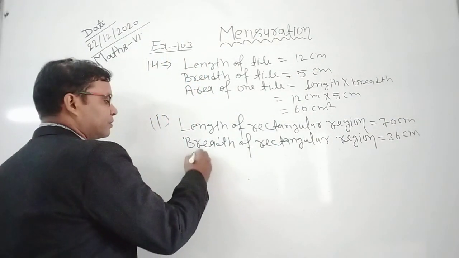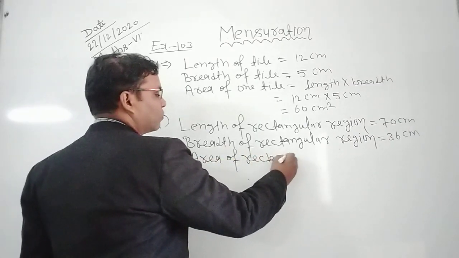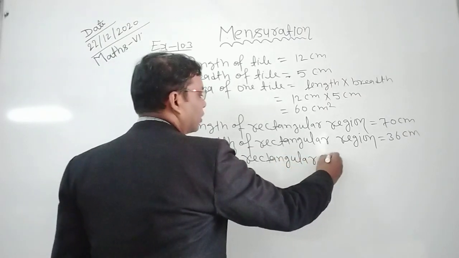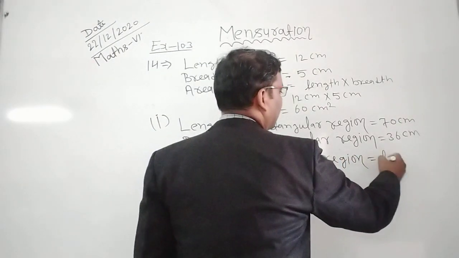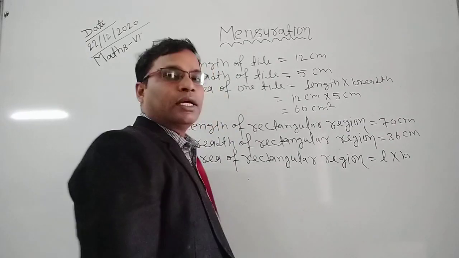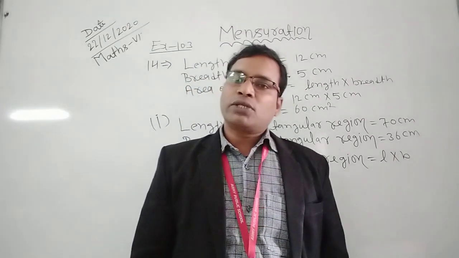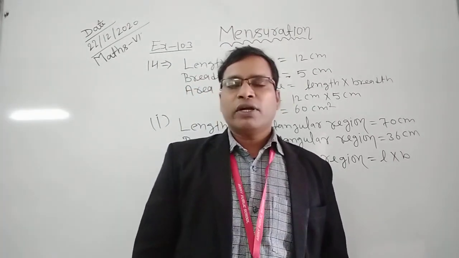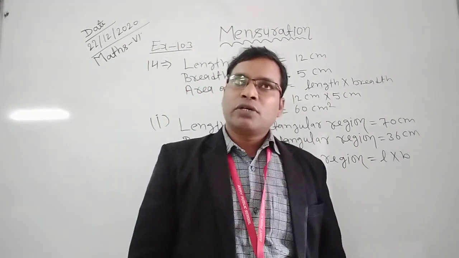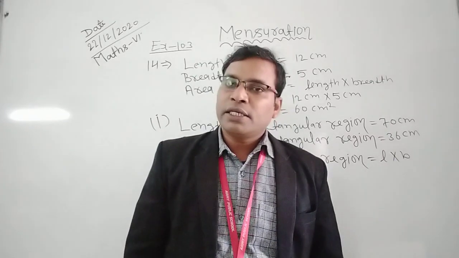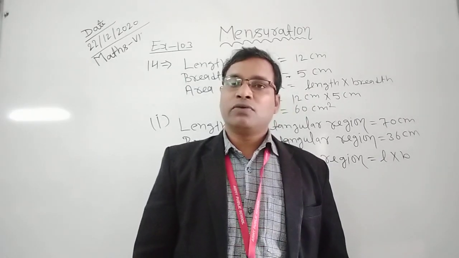So first you find the area of the rectangular region. Area of rectangular region is equal to again length into breadth, because the area of a rectangle is length into breadth. Why do you find the area of the rectangular region? Because if you divide the area of the rectangular region by the area of one tile, then you get the number of tiles required to cover the given rectangular region.